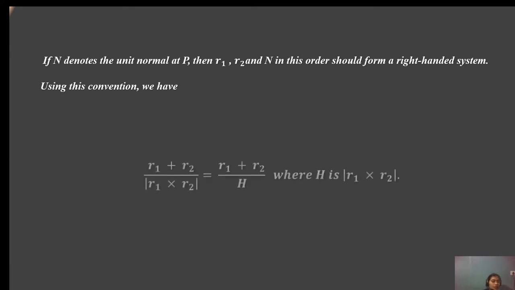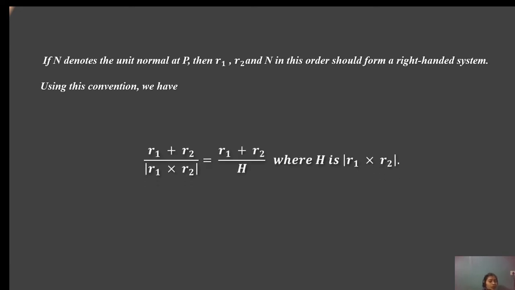Next, let us consider the form of the equation. If n denotes the unit normal at P, then R1, R2 and n. What is n? n is the normal at the point where the R1 curve line and the R2 curve line meet, and in this order they should form a right-handed system. Using this, we have n equals R1 cross R2 upon the mod of R1 cross R2, which is R1 cross R2 upon H, where H is the mod of R1 cross R2.